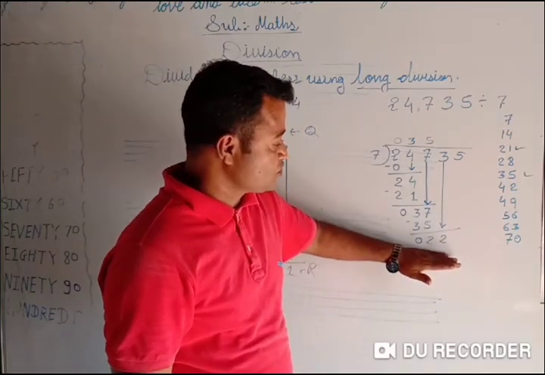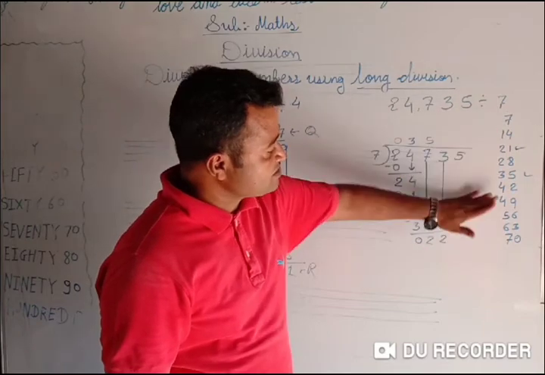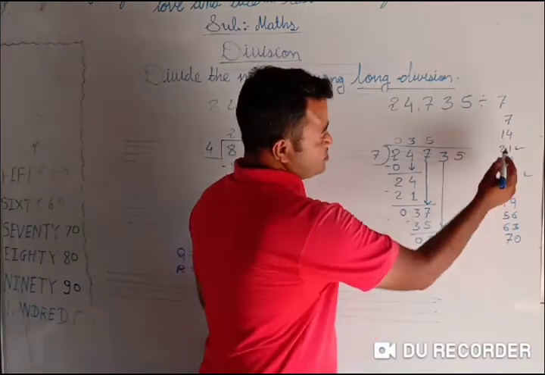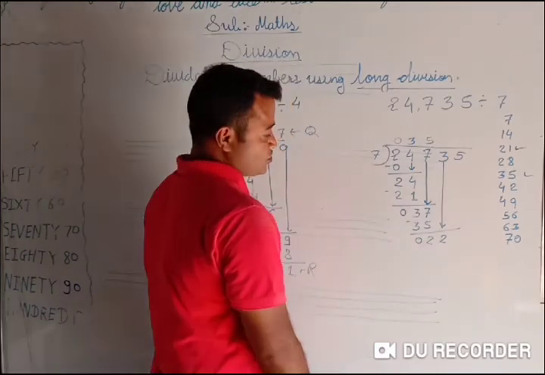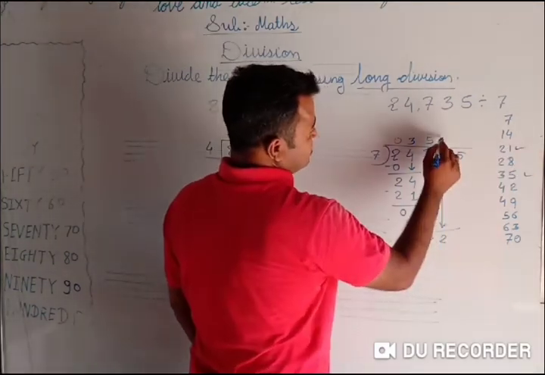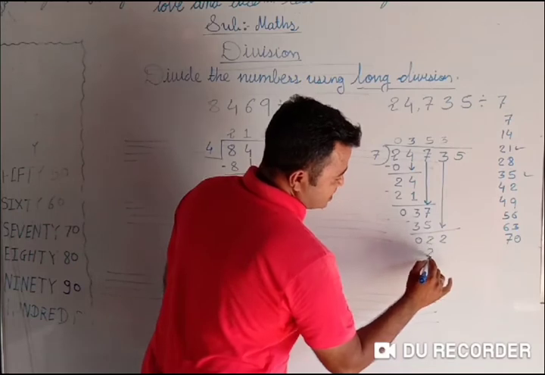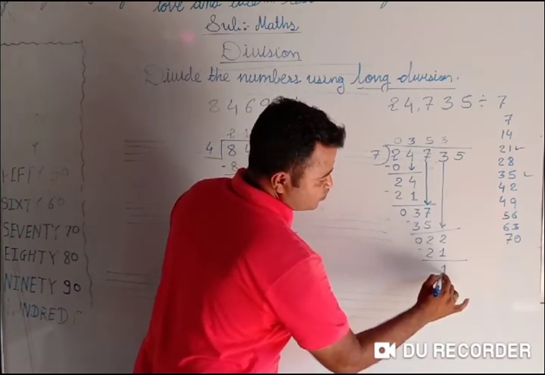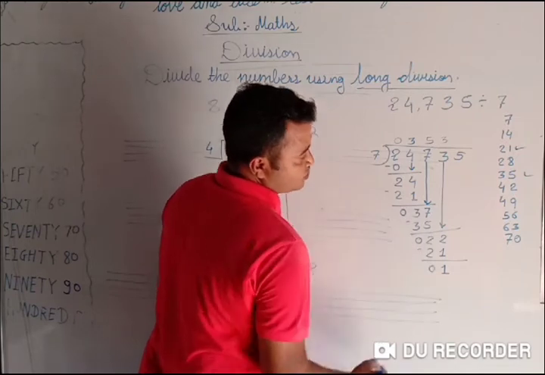Does 22 come in the 7 times table? No. Right? The smaller number than 22 is 21. So where does it come? 7 threes are 21. Now 2 minus 1 is 1. 2 minus 2 is 0.